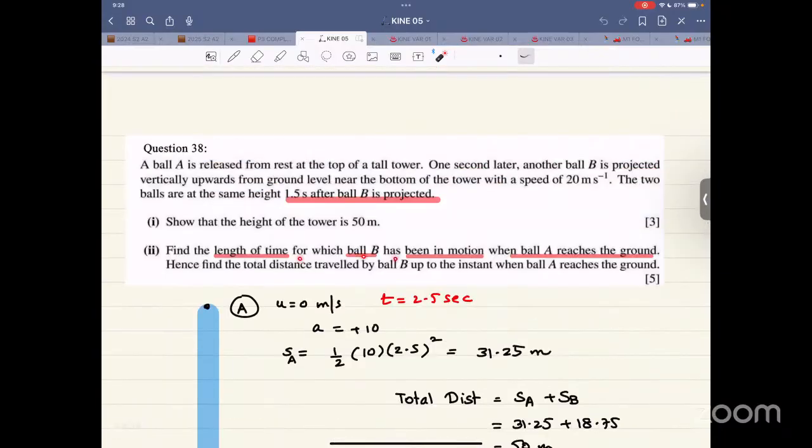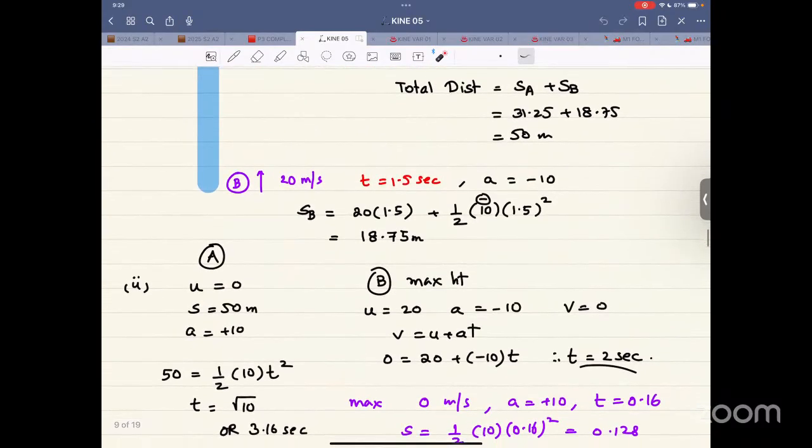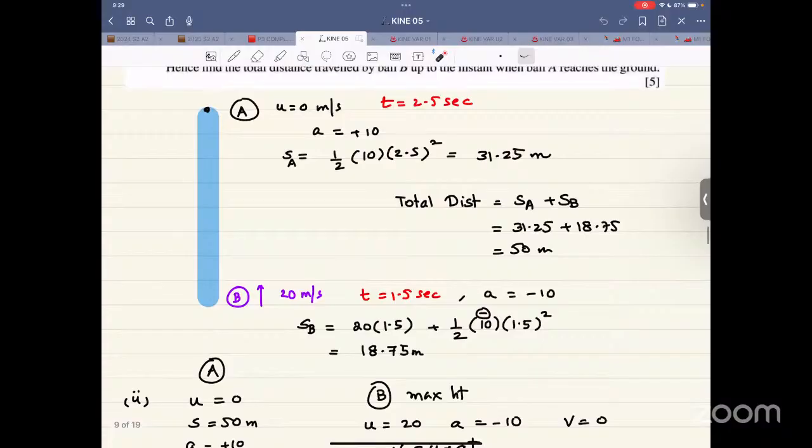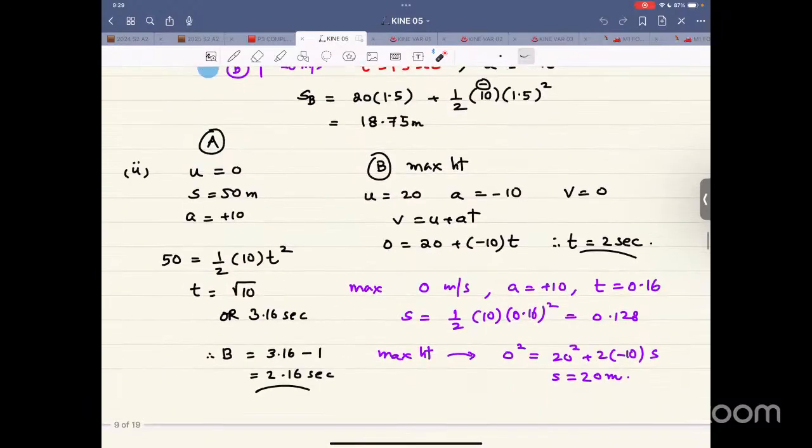Find the length of time for which ball B has been in motion. Ball B is the one projected up. So now when ball B is going up, it will reach its maximum height. Right now, particle A has gone down 31.25 meters. Now 18.75 meters is left. What is the velocity at this instant and how much time will it take to reach the ground? So initial velocity is 0, or you can start from the beginning. Distance is 50 meters, acceleration is plus 10. Time comes out to be square root of 10.